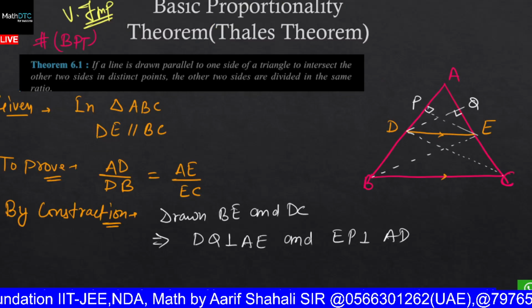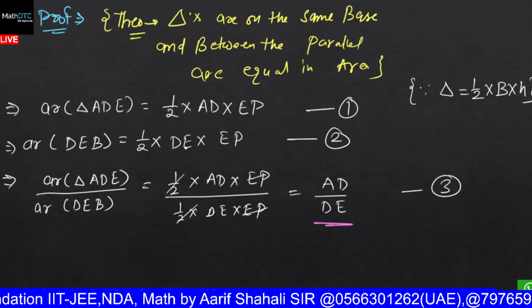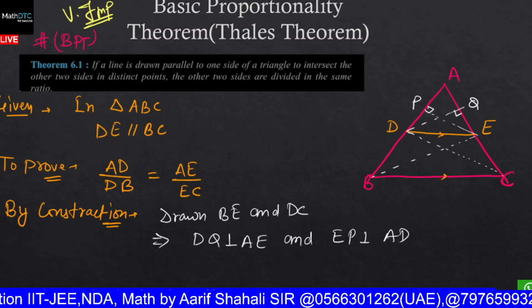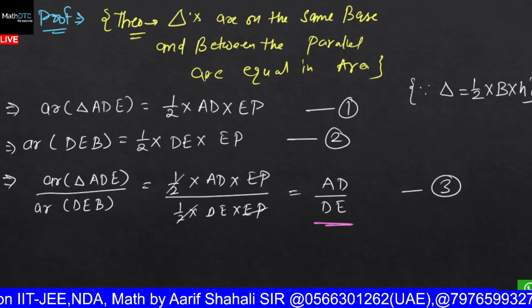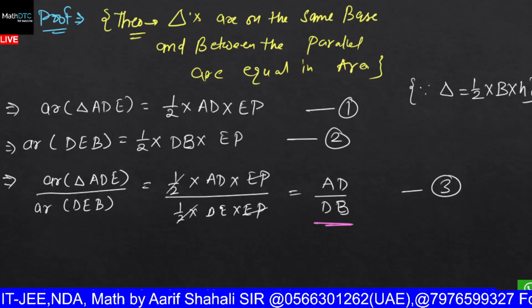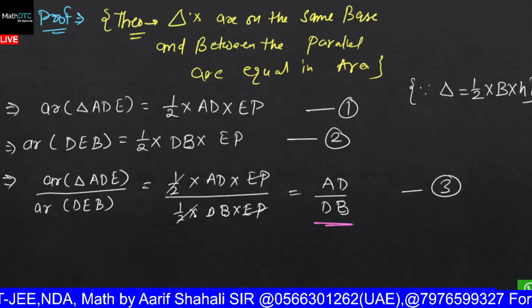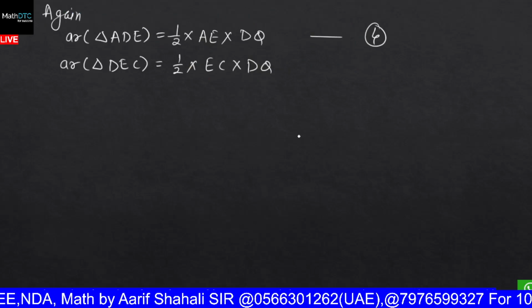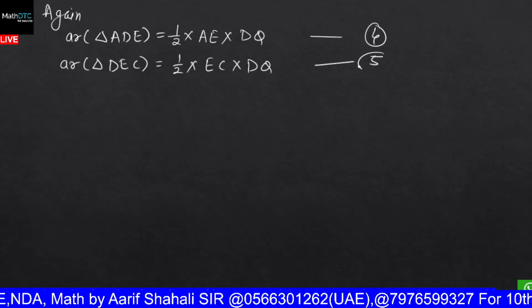Actually, I think we made a mistake here. This one is not DE, this one is DB. Write down here DB, not DE. Confirm. Now I can say equation number 5.